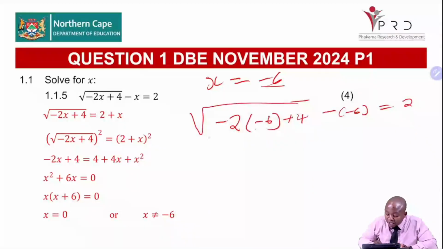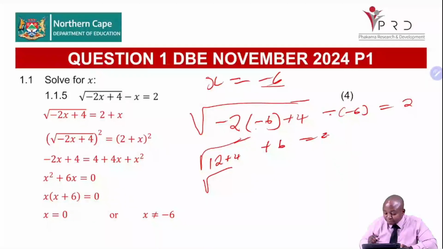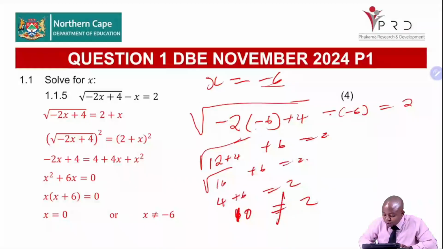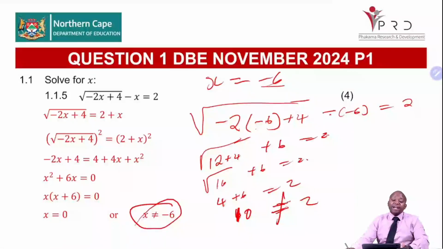We are having the root of negative 2 times negative 6, which gives 12, plus 4 minus, so negative and negative is going to be plus 6, equals 2. Then I'm going to check: root of 12 plus 4 is 16, plus 6. In this case, root of 16 is 4, plus 6 is 10, equals 2. So 10 is not equal to 2. That's why x cannot be negative 6.